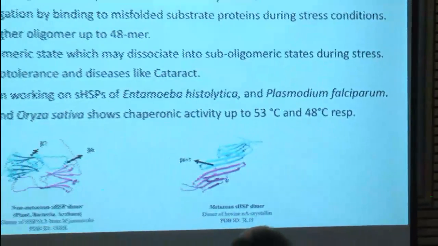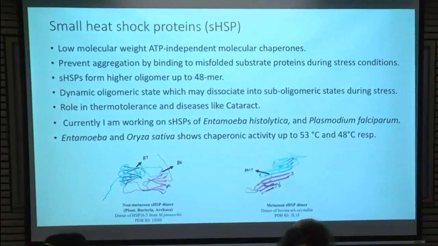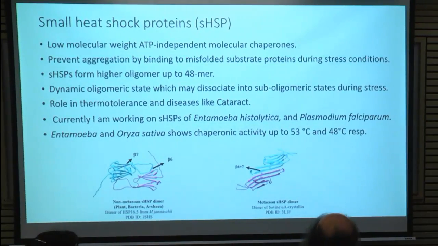Good afternoon everyone. I'm Devanshu from India. I'm also working on small heat shock proteins from protozoan. As Sripanna discussed, small heat shock proteins are ATP independent molecular chaperones. These are low molecular weight ATP independent molecular chaperones that have a property of forming higher oligomers that range from dimer up to 48-mer.